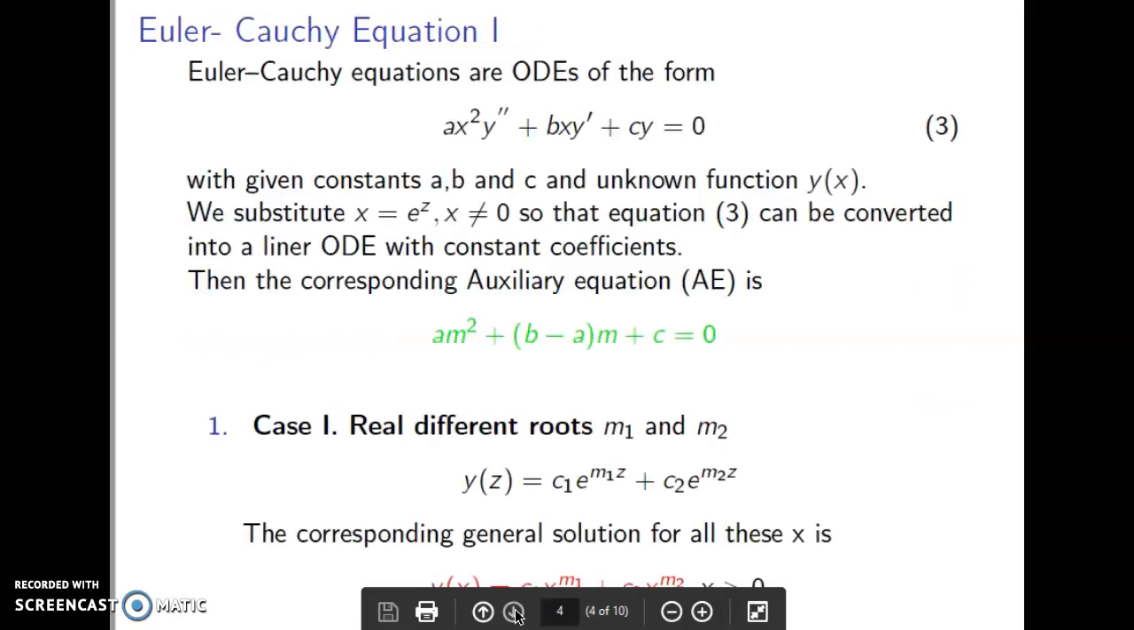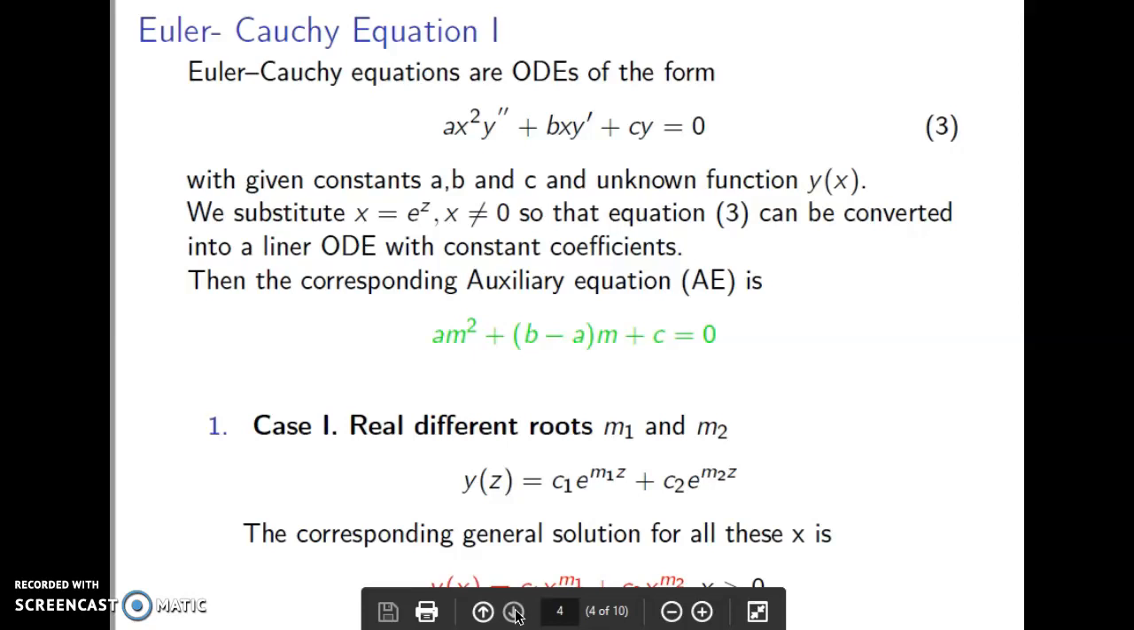Now let us have the Euler-Cauchy equation. The Euler-Cauchy equation is a differential equation of the form ax square y double dash plus bx y dash plus cy equal to 0, where a, b, c are constants and y of x is the unknown function. We substitute x equal to e raised to z, considering x not equal to 0, so that the given differential equation can be written as am square plus (b minus a)m plus c equal to 0.